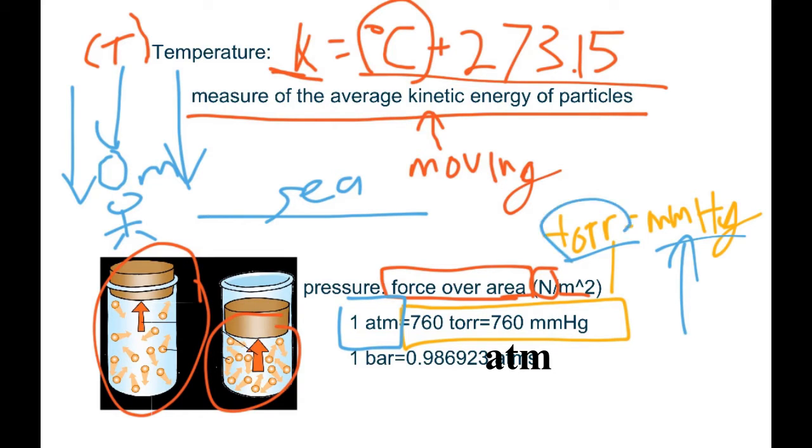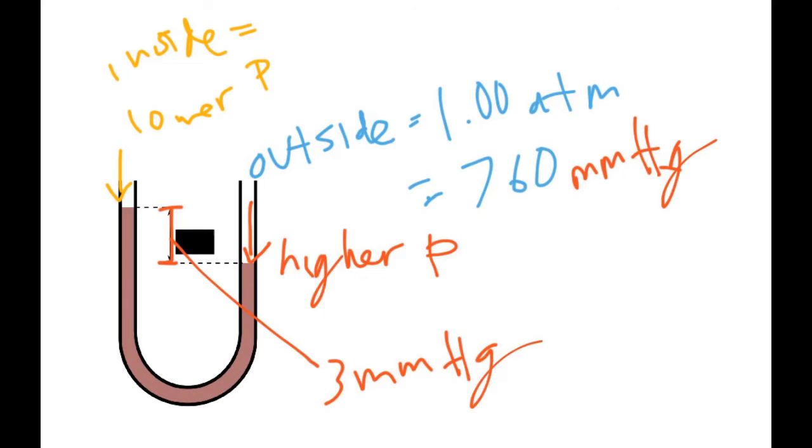So torr and millimeters of mercury are identical in terms of meaning, and 760 of either of them equal exactly 1 atm. Now another measure of pressure that you might see is a bar. A bar is nearly equal to 1 atm, but it's actually equal to 0.986923 atms. So now that we're done talking about pressure, let's look at what millimeters of mercury really means.